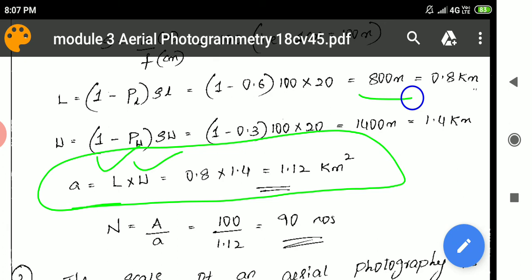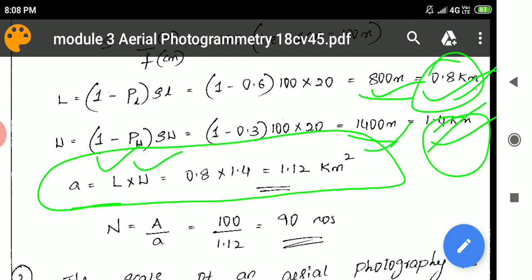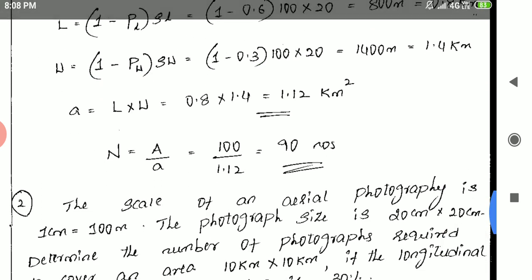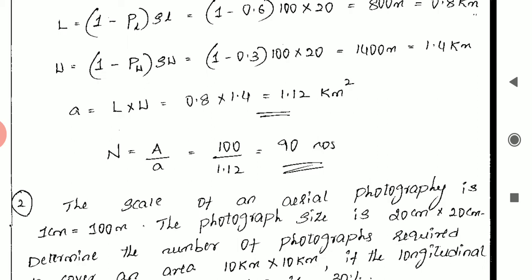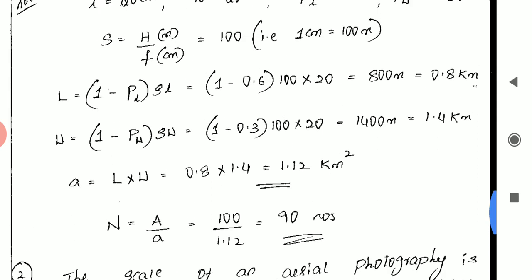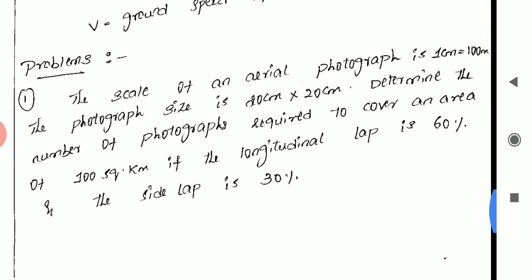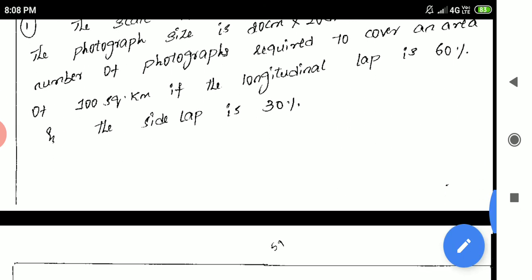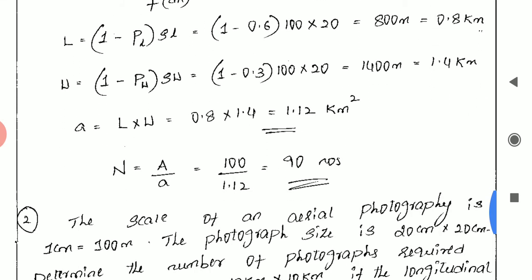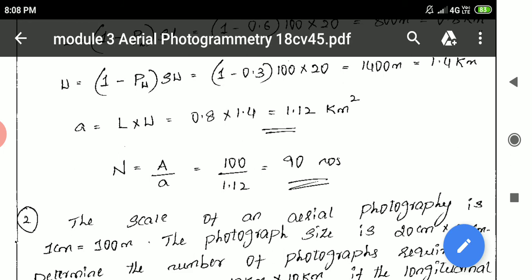See here, L is in meter, we have to convert it into kilometer. 800 meter divided by 1000, it is in kilometer. So if you convert into kilometer we will get these answers. Afterwards we have to calculate the number of photographs. That is nothing but n equal to capital A divided by small a. Already it is mentioned to cover an area of 100 square kilometers. So 100 divided by that small a is nothing but 90 numbers. N is in numbers, so we have to mention the unit as numbers.